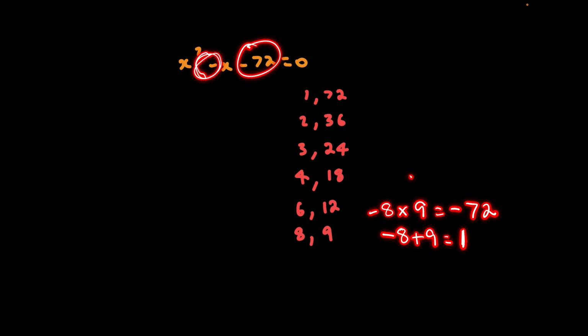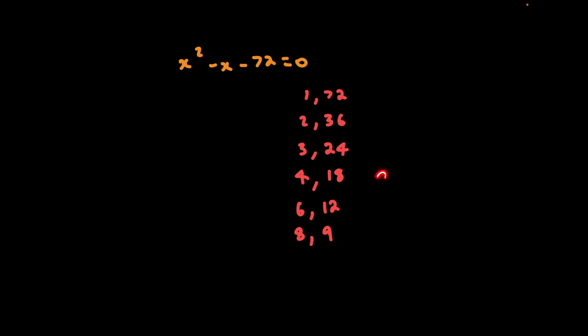So all we do in this case is flip the negative from the 8 to the 9. So rather than being minus 8 and 9, we can say it's 8 and minus 9. So 8 times minus 9 is simply equal to minus 72. That still works. But then 8 minus 9 is equal to minus 1. And ta-da, we found our two numbers.